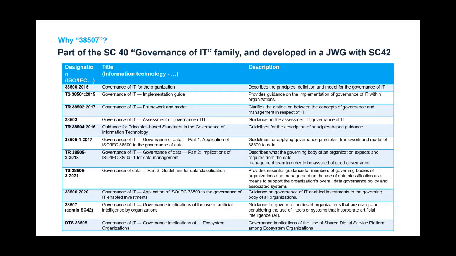So you're probably asking, why is it 38507? You might not want all the numbers thrown around today, but I just thought I would point out that this is actually a joint working group, JWG, between the AI subcommittee, SC42, and the Governance of IT Committee, SC40. So bringing these two together was quite a fruitful exercise. What I'm showing here is a series of standards around governance of IT called the 38500 series. And you'll note there's quite a few here, but down the bottom we have 38507, which is administered by SC42.